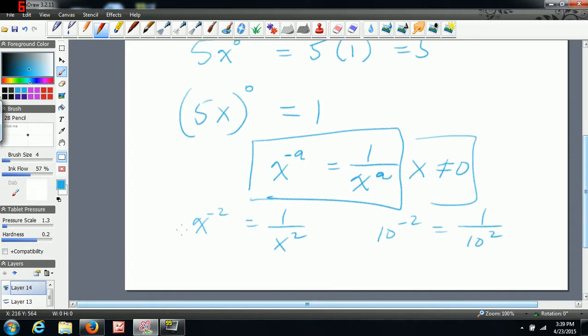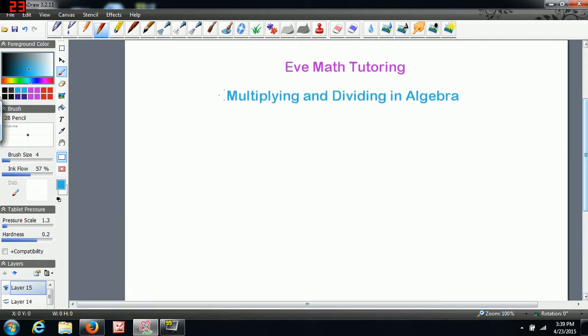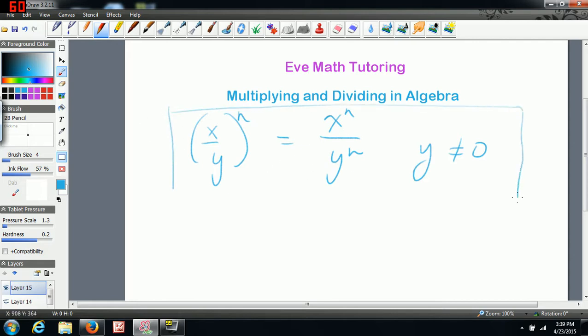Okay, and now we're going to do a few more rules here. If you have, say, x over y all to the power of n, what happens is that exponent comes into both of those. So that's another rule to remember, and that's where y does not equal 0. If the bottom of this fraction equals 0, that would be undefined. So you don't want a situation where the bottom is equal to 0 in the fraction, okay? So that would mean that it wouldn't exist. So that's why y does not equal 0 for this rule.